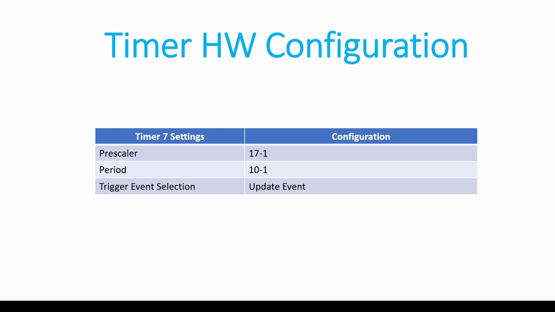Finally, timer 7 must be configured. Again, to create the 1 MHz sample rate, I'll set the prescaler to 16 and the period to 9. And to trigger the converters, the trigger event selection must be set to update event.